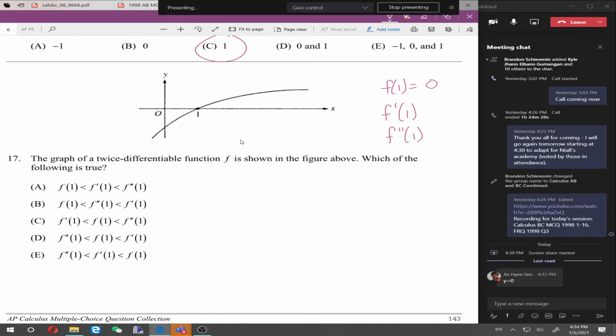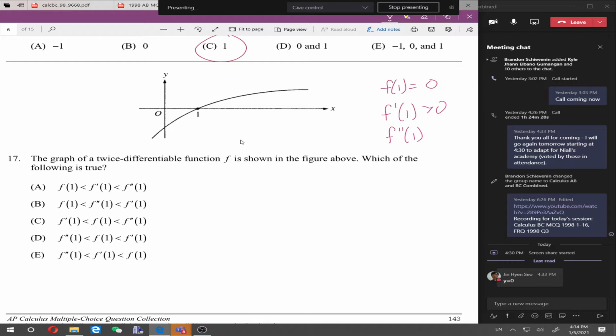So y value when x is 1 is 0. Is our first derivative, so over to Kyle, going to be positive or negative? Negative. Okay, so first derivative is the slope. So at the point x equals 1, is our function increasing or decreasing? Increasing. Increasing, so the slope should be positive, so that means our slope is greater than 0.